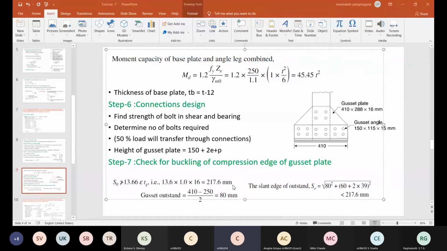So you understood the procedure. This is the final check we have to do once we complete that connection design. If yes, we'll move to the next question.